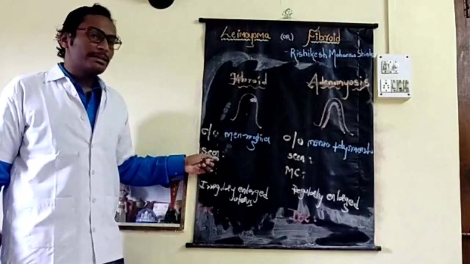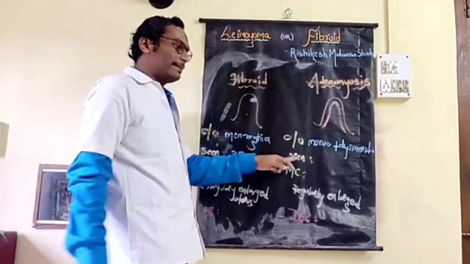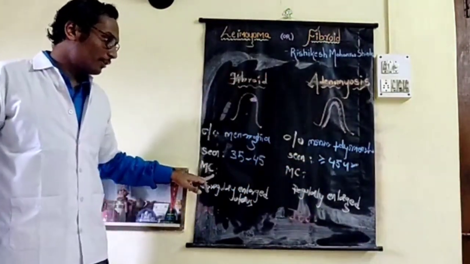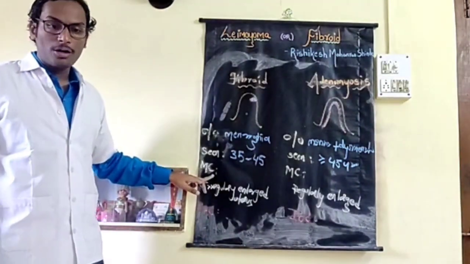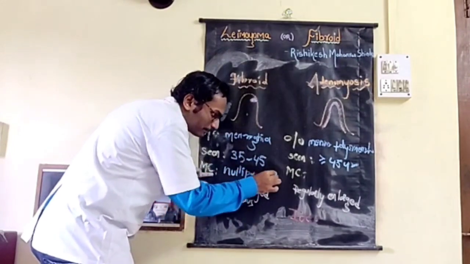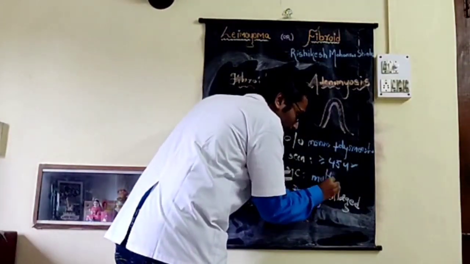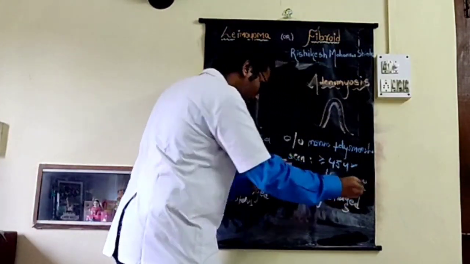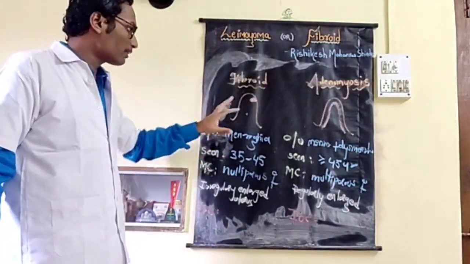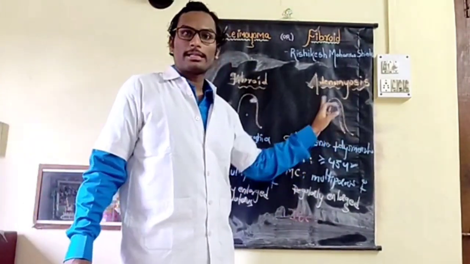Next, fibroid is seen at 35 to 45 years of age, and adenomyosis is seen at more than 45 years of age. Fibroid is most common in nulliparous women, and adenomyosis is most common in multiparous women. In fibroid, we can see an irregularly enlarged uterus, because the fibroid is growing in a particular place, while in adenomyosis there is a regular enlargement of the uterus.